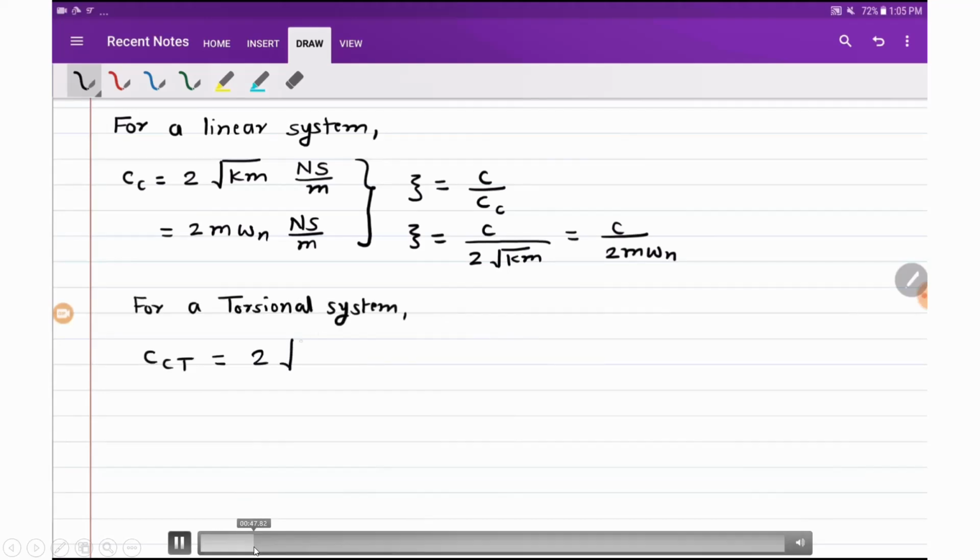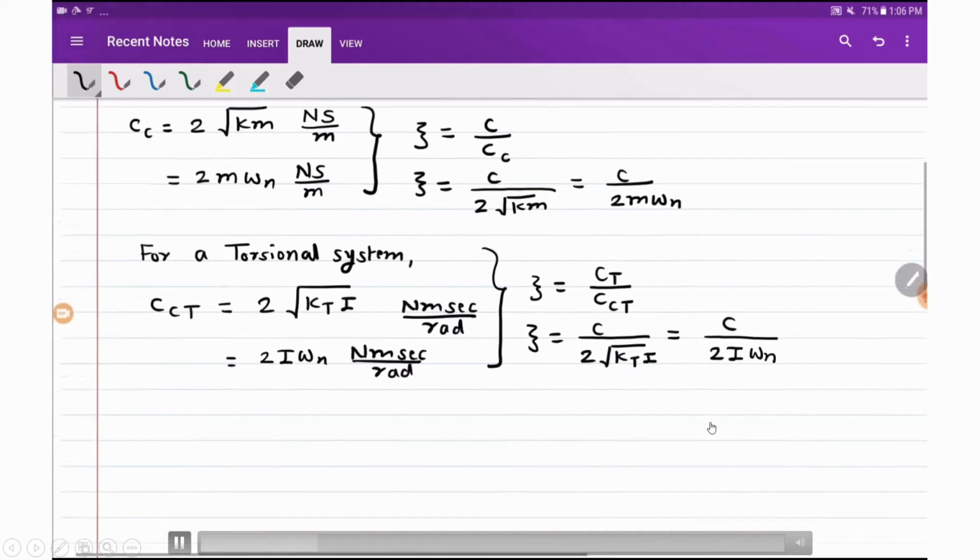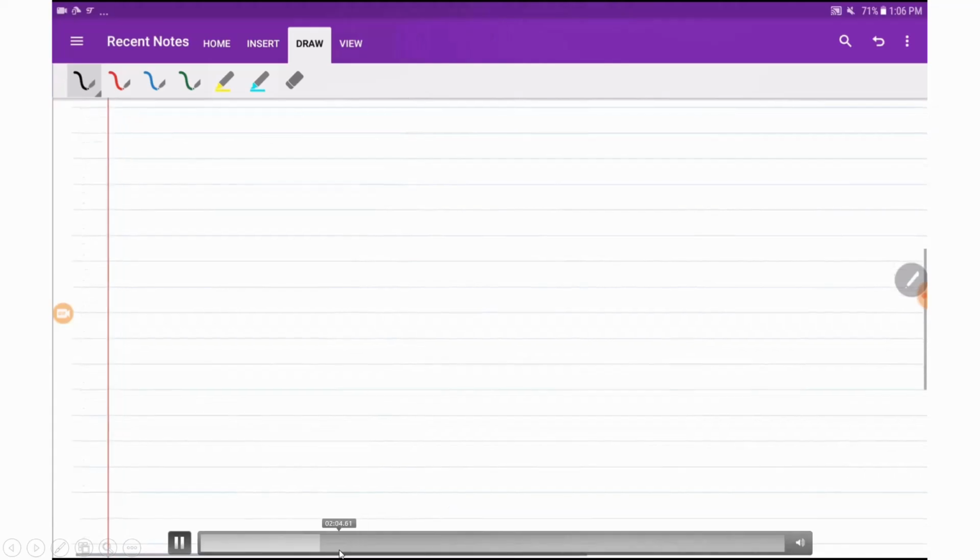Similarly, for a torsional system, Cct is equal to 2 root KtI or 2I omega n. So here also we can say that zeta is equal to Ct upon Cct. So in place of this Cct, you can substitute either of these values, depending upon the data which is given in the example. So in place of Cct, it is 2 square root of KtI or 2I omega n.